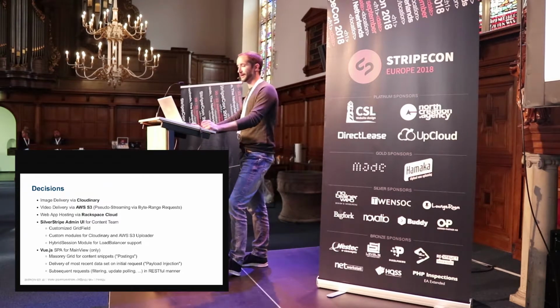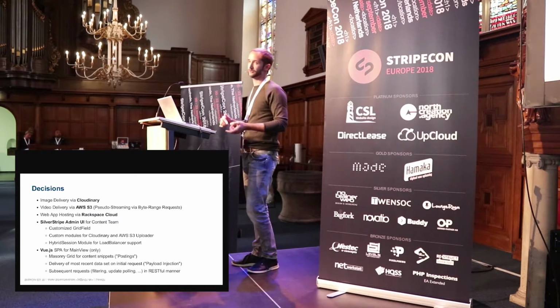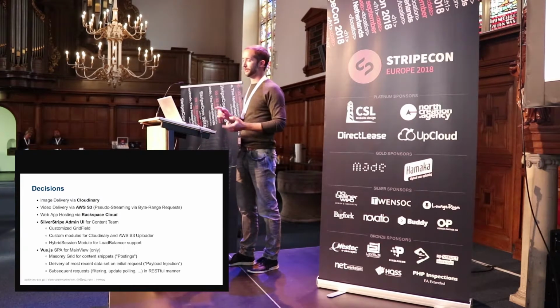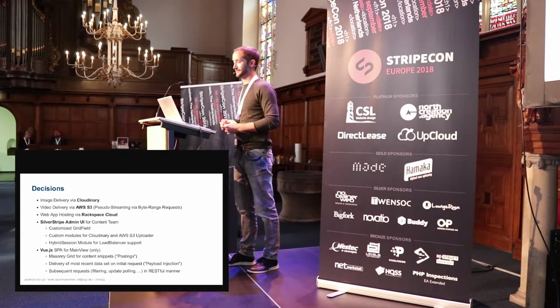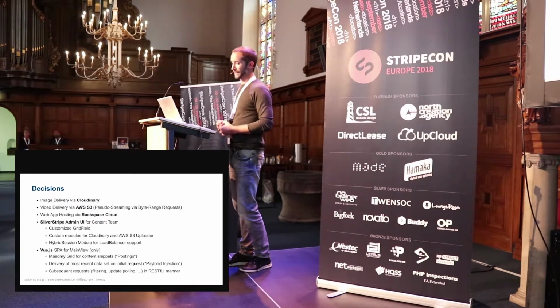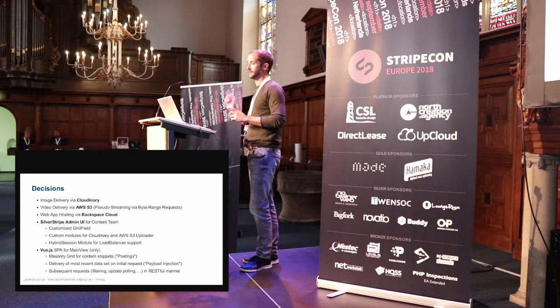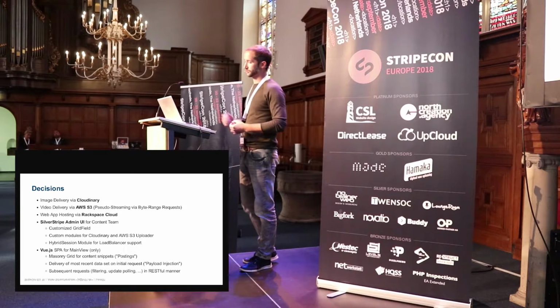But we needed an upload field like you know it, but it should never land on our server. It should upload directly to Cloudinary. And same for S3. So this is how we hacked our way to the asset abstraction. And we used the hybrid session module to have the load balancer without the sticky cookie flag. And this worked actually pretty well.